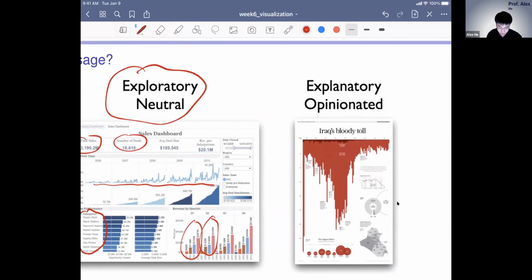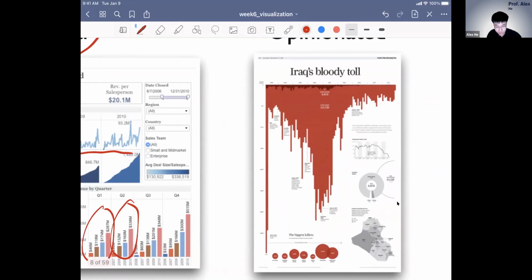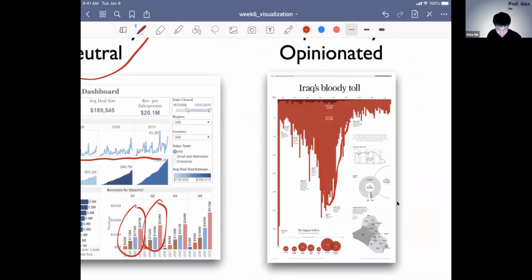And the second kind of figure has an opinion, so it's not entirely neutral, and it's to present your opinion and to persuade people. So this figure here, the message that it's trying to convey is that a lot of people died in Iraq during those years, right? And you can see this very huge number that looks big, okay?